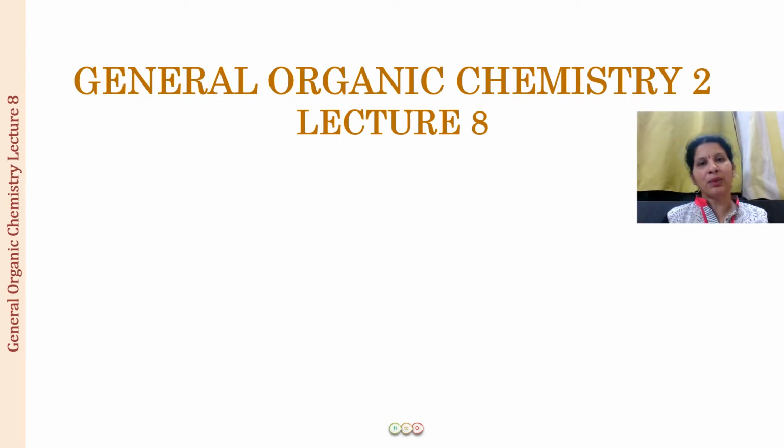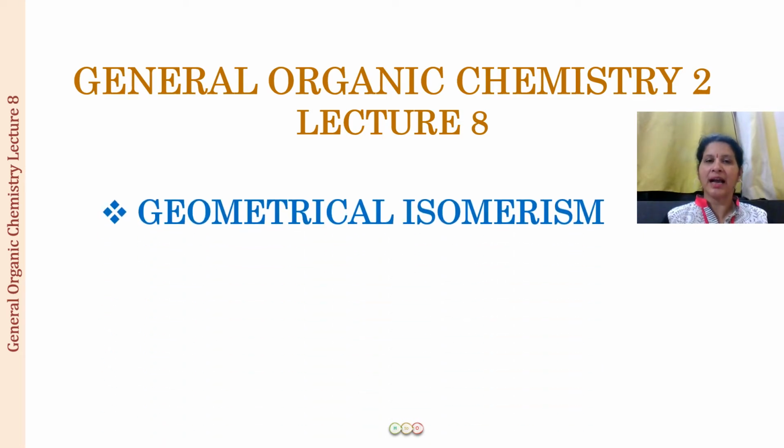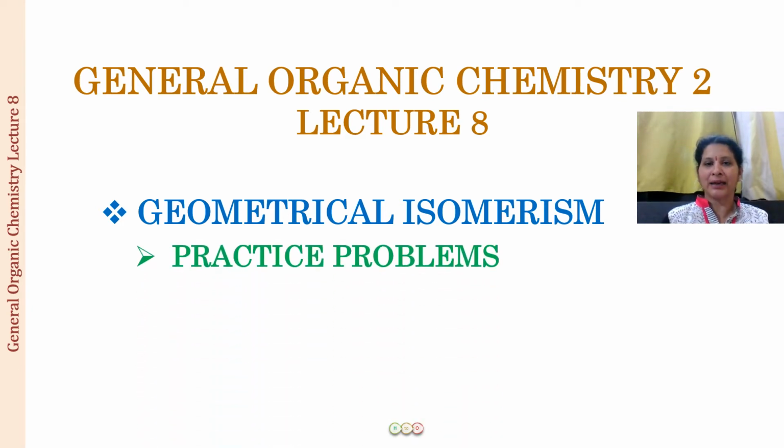In GOC part 1, we've had a detailed discussion on the nomenclature of organic compounds, and in part 2, we are discussing isomerism. The past two lectures we have been discussing geometrical isomerism, and this is going to be the last lecture on geometrical isomerism, where we are going to see a few practice problems. This is going to be really helpful for you because you've understood the concept, but how you're going to attempt the questions is going to be very important, and that is what we are going to learn in this lecture.